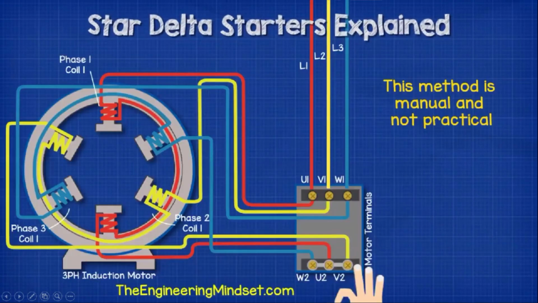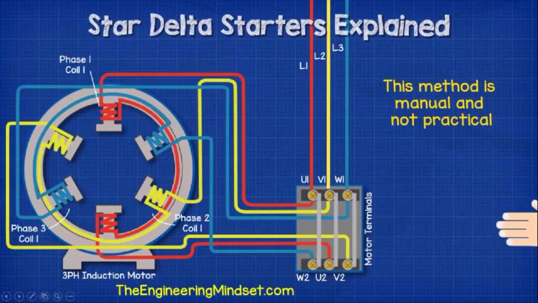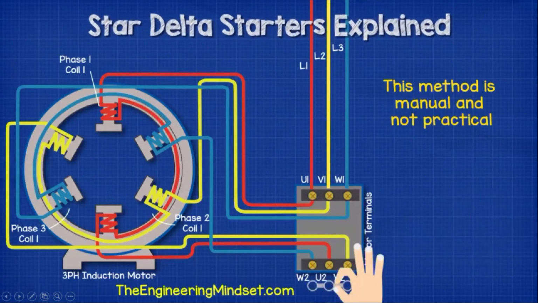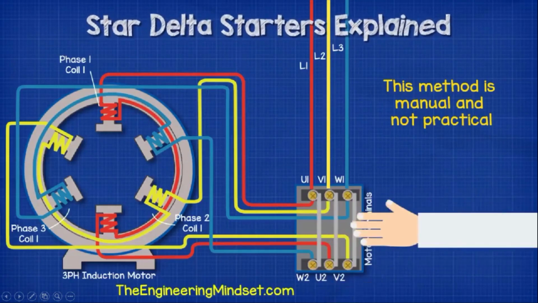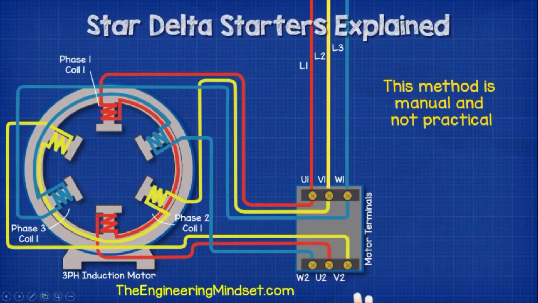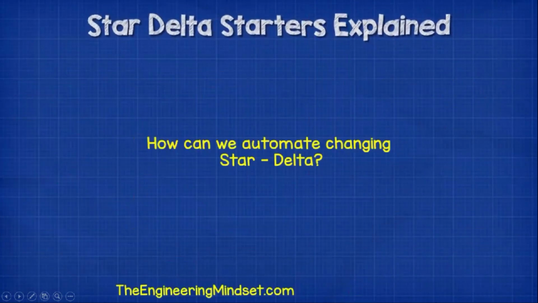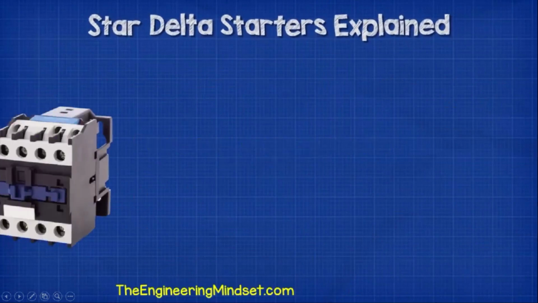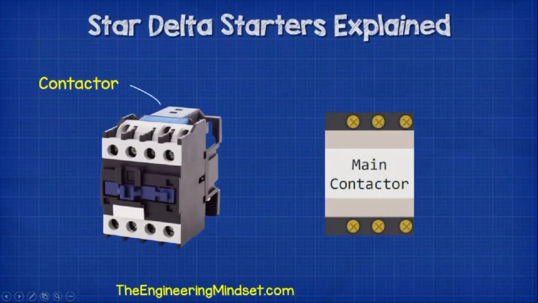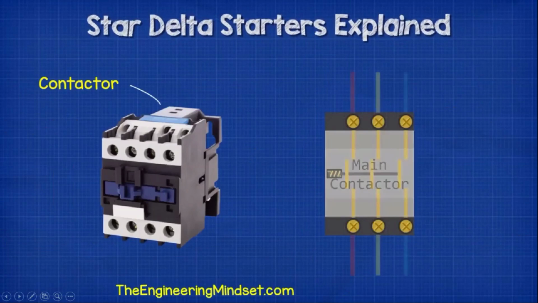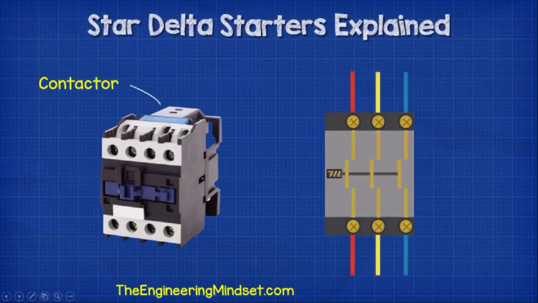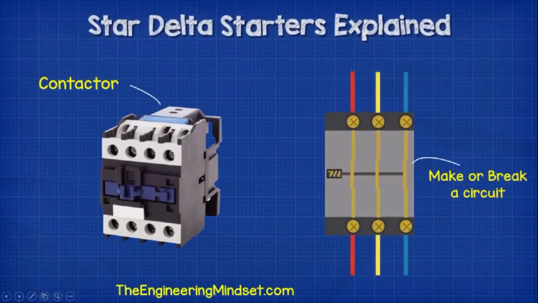The 2 ways we just saw of configuring the motor in star or delta are fixed methods. To change them, we have to physically cut the power, open the motor terminals, and then rearrange them. Now this isn't exactly practical to do. So how can we automate this? To do this, we need to use some contactors. Now they come in various designs, but if we look inside one, then the basic operation is just a switch that can either make or break a circuit to control the flow of electricity in all 3 phases simultaneously.